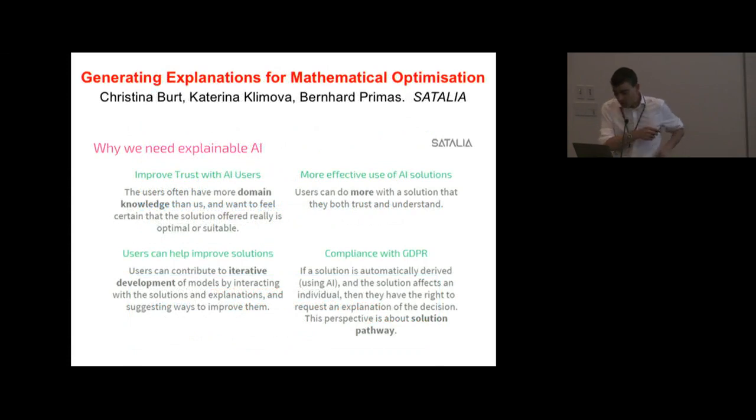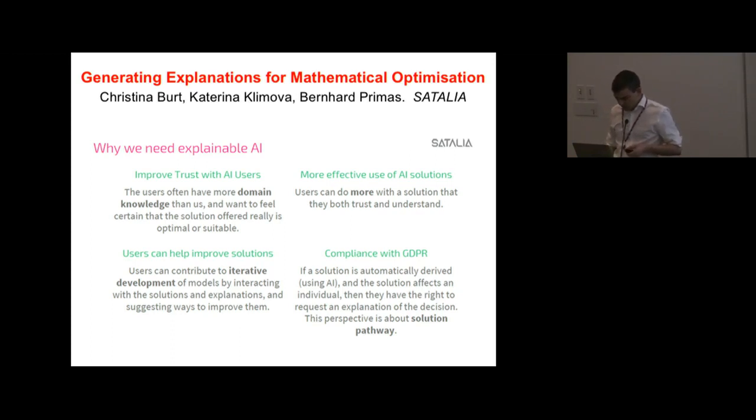So this is from a company. Christina was at the DAG2 workshop I mentioned before. At the company Satire, they are trying to explain AI, which they do using mathematical optimization. I found this very interesting because, again, it's yet another area of explainable AI.